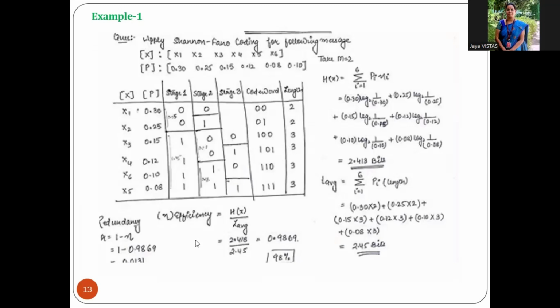Then calculate the efficiency. Efficiency is entropy divided by the average length of the code word. Entropy is represented as H of X, and we already calculated it as 2.418 bits. So 2.418 divided by 2.45 is equal to 0.9869, so nearly 98%. That is the efficiency. Then what is the redundancy? The formula is 1 minus eta, where eta is the efficiency. So 1 minus 0.9869 is nearly 0.01. This is the redundancy of the source.